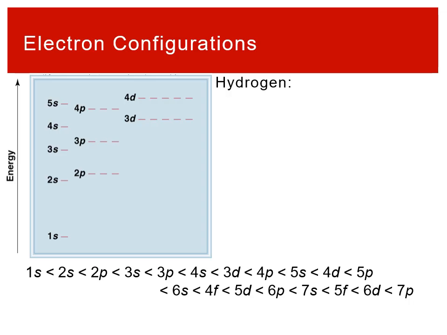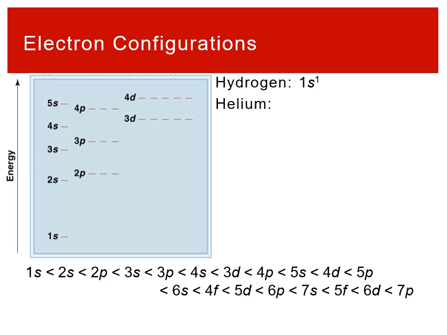How many electrons can we put into a 1s subshell? Well, it's an s-type subshell, so it can hold a total of 2. That means hydrogen has a single electron to put into 1s. The max capacity is 2, and we only need 1 in there. So the electron configuration for hydrogen is going to be 1s1.